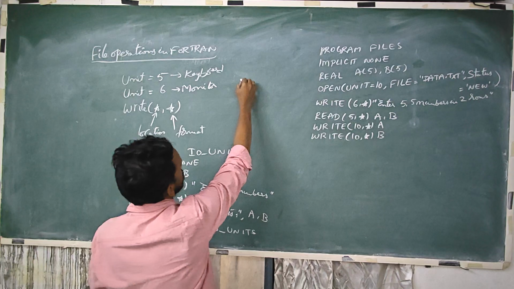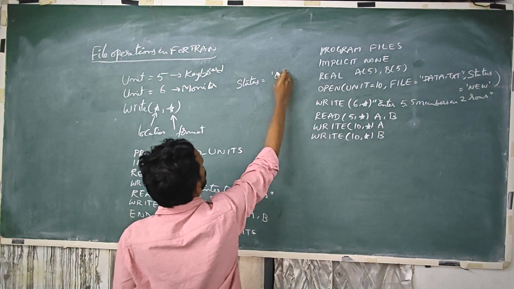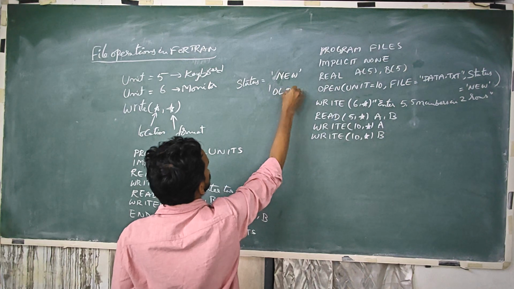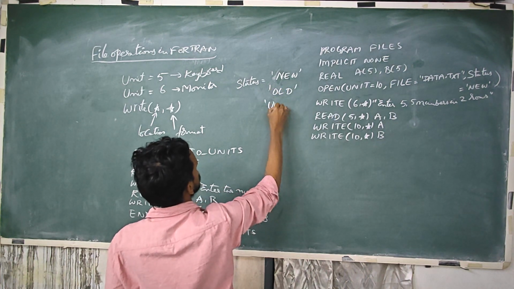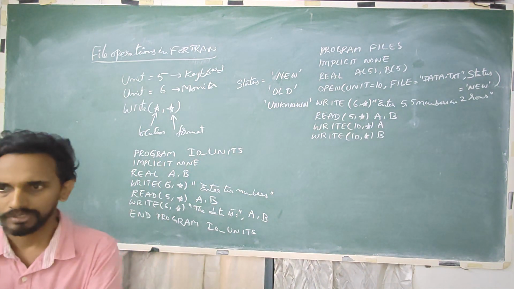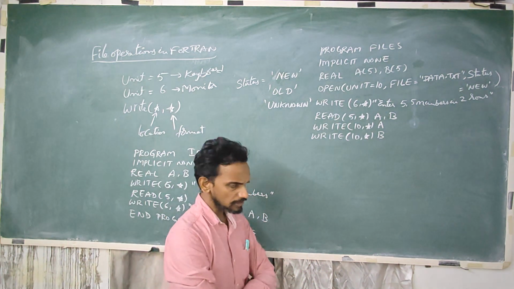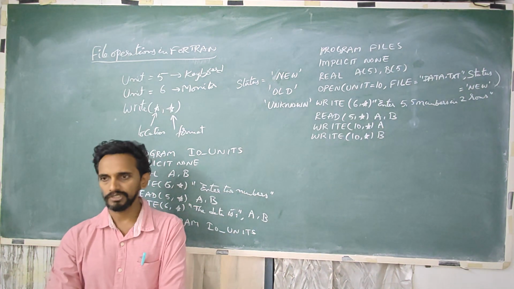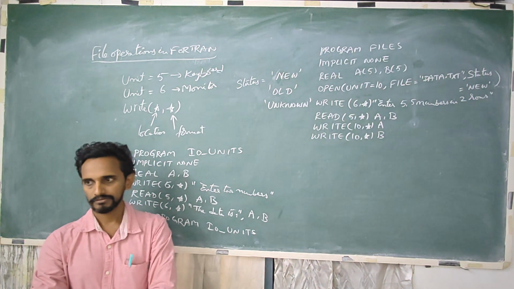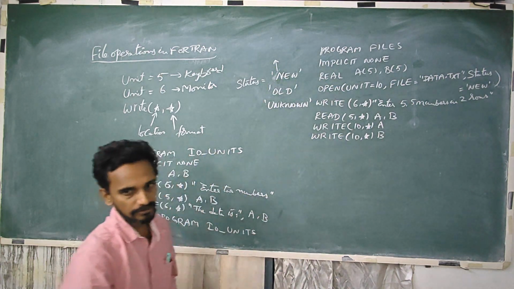Here the options available for status are 3 options. Status could be new or old or unknown. Okay, so new stands for it creates a new file. So if any file exists already with that name, it gives an error. Okay, so new stands for a new file will be created, and if the file exists, it gives an error.